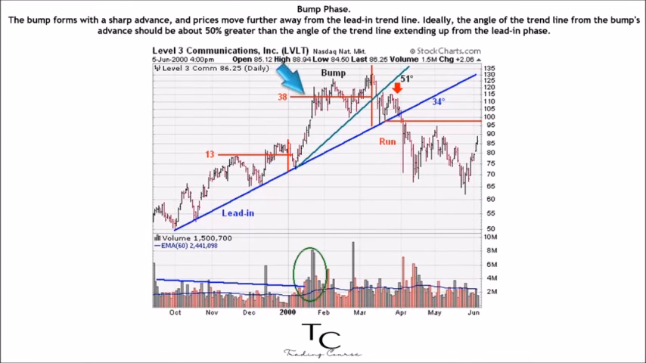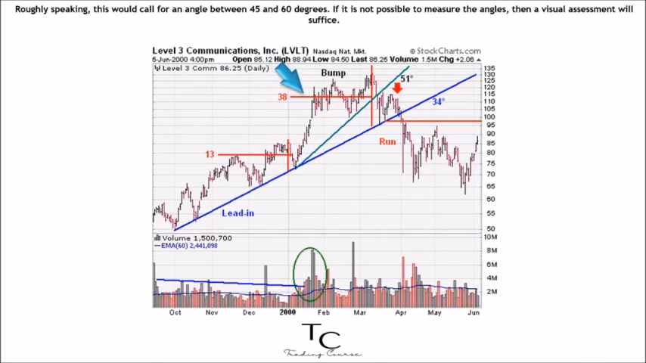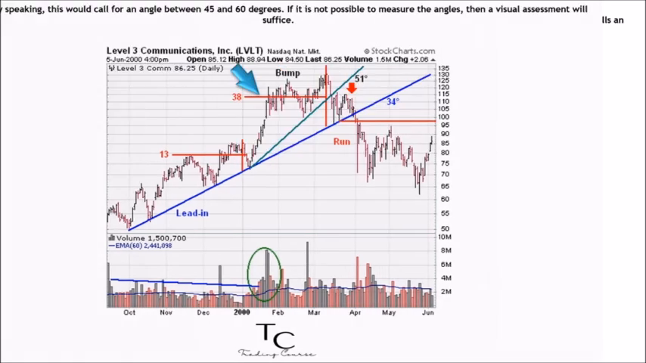Bump phase. The bump forms with a sharp advance, and prices move further away from the lead-in trend line. Ideally, the angle of the trend line from the bump's advance should be about 50% greater than the angle of the trend line extending up from the lead-in phase. Roughly speaking, this would call for an angle between 45 and 60 degrees. If it is not possible to measure the angles, then a visual assessment will suffice.